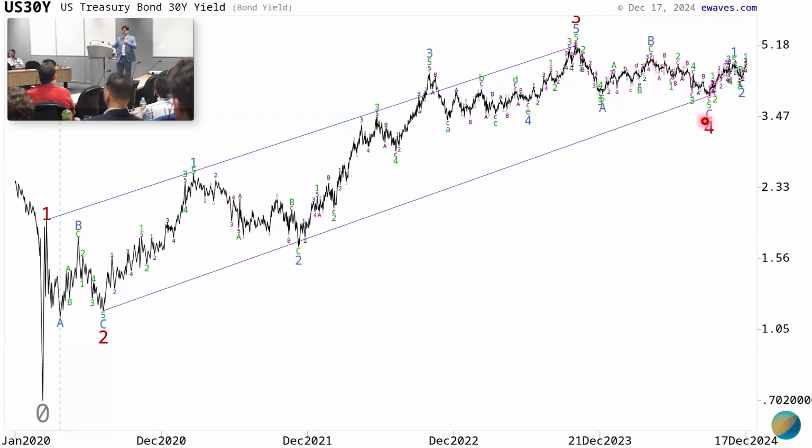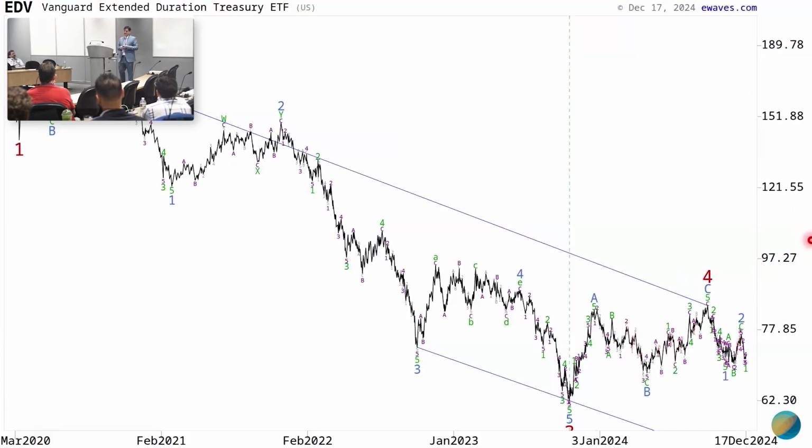Because like I said, you can zoom in and out of the picture. So here we're zooming back out. And we were calling for interest rates to continue higher, at least on the long end of the curve. The shorter end of the stuff, like I said, is very difficult to count, so I don't really bother with those markets. This is the EDV, which is a Treasury ETF that holds very long-term treasuries. So you could look at it as the opposite of interest rates.